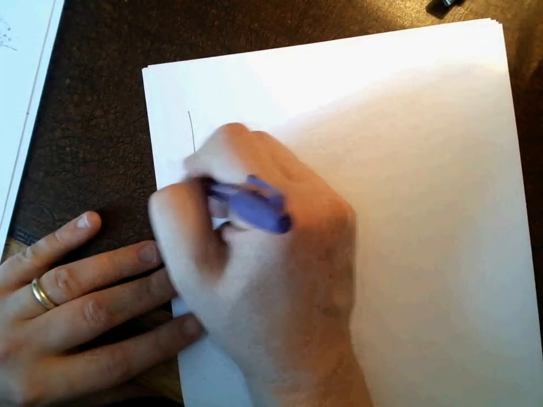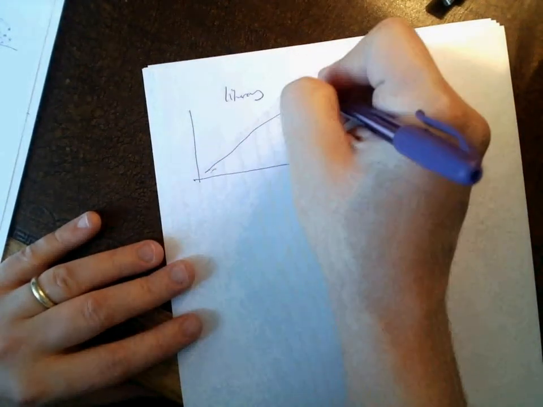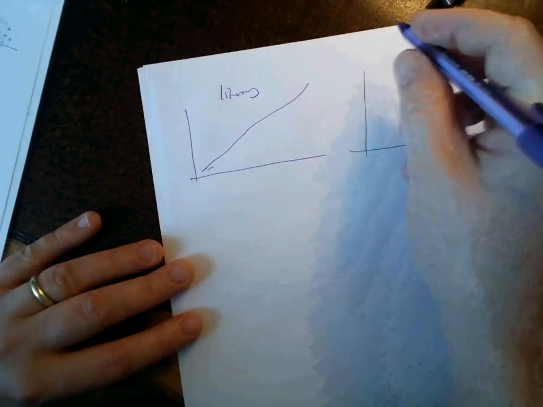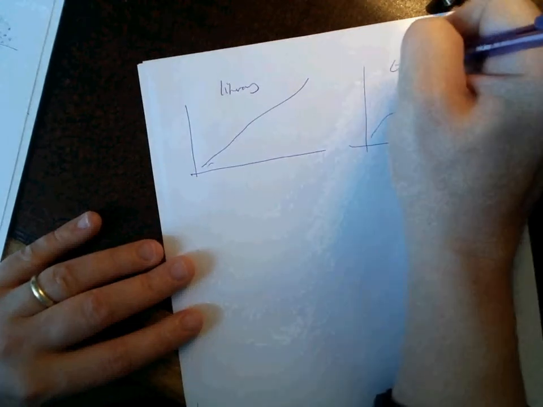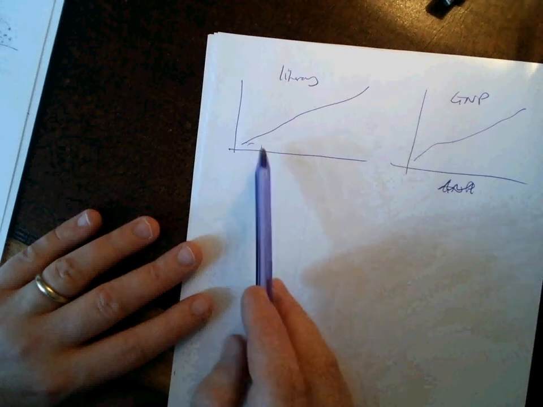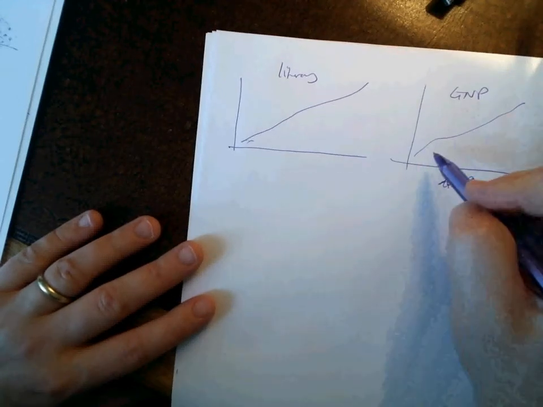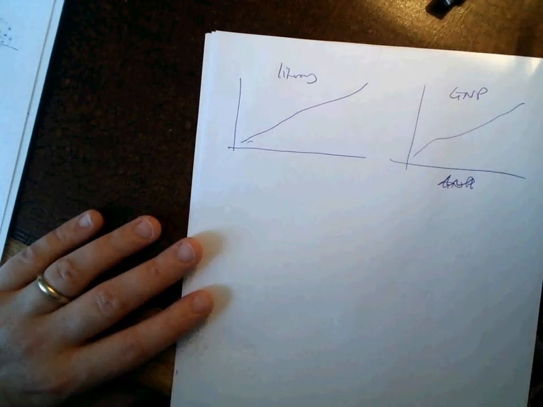You're going to draw a literacy graph, and that would be a line graph. You're going to draw a GNP graph, and that would be a line graph. And this will allow you then to analyze further the relationships that you're finding. It's hard for me to make this up without having real data to work with.